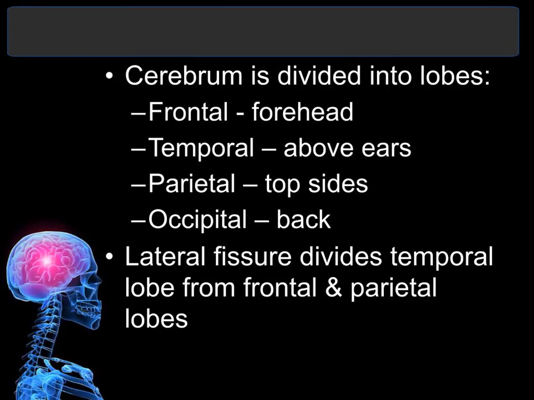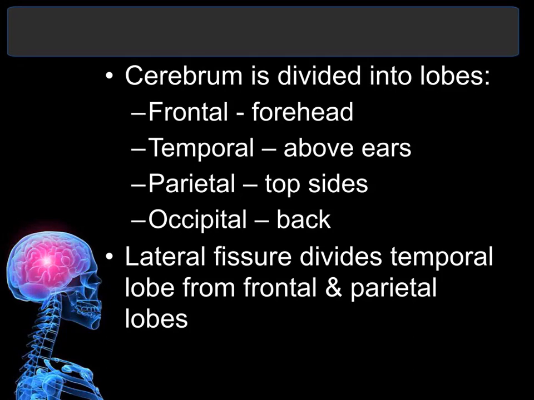Again, the brain has 4 lobes. The frontal lobe is located in the front near the forehead. The temporal lobe is located above the ear. The parietal lobe is the top sides of the head, and then the occipital lobe is the one on the back of the head.